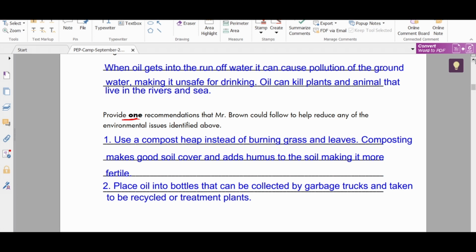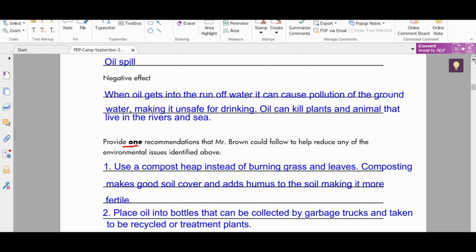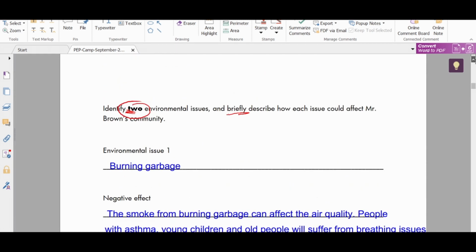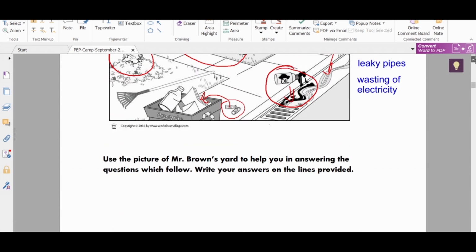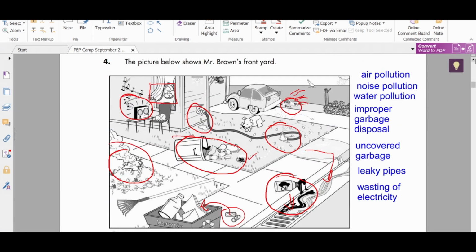I hope that we understand this question, and this was a short answer type question. But again, one has to look at the picture carefully, identify the issues that are there, and think about how we could solve those issues.